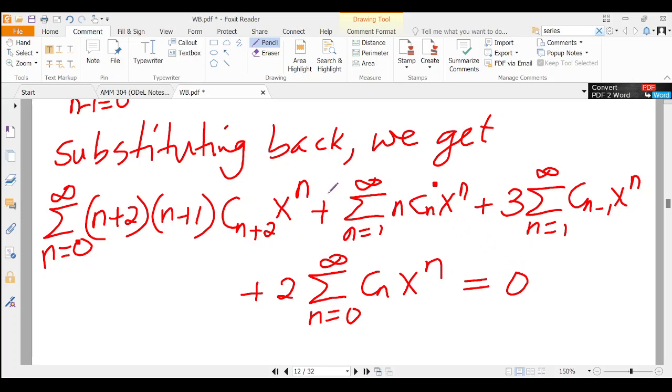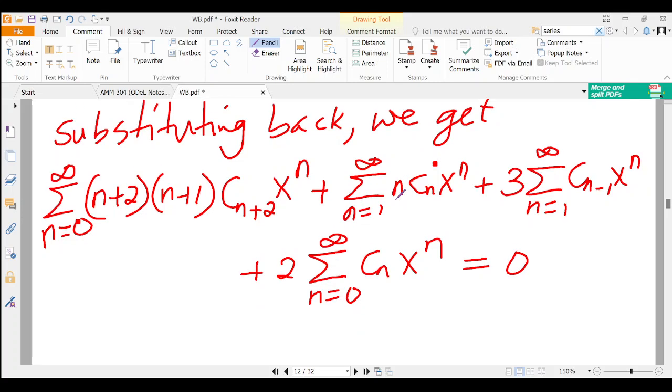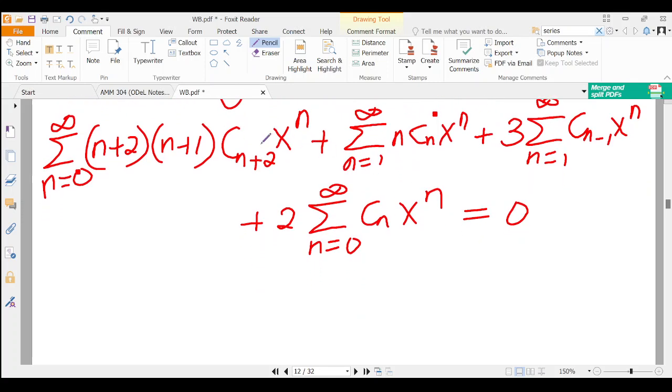So we now see that the powers of x are the same in all the terms. The only problem now is the range of the summation. The first and the last term, the summation is from 0. The second and the third, the summation is from 1. So we can make the summation range the same by simply considering the first term separately. In the first term, we consider the case n equals 0 separately, then we sum from n is 1. Similarly, in the last term, we consider the case n equals 0 separately. Then we sum from 1 to infinity.